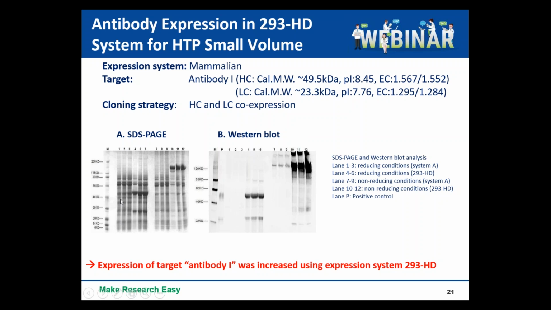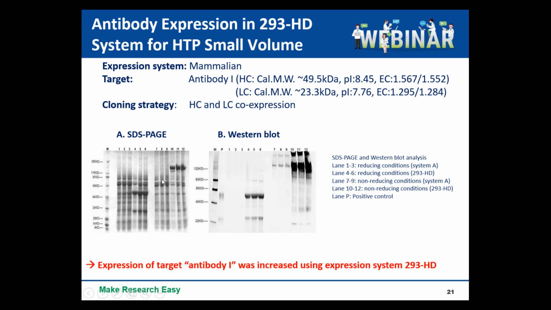You can see the SDS-PAGE on the left-hand side. If you look at lanes 1, 2, and 3, they're reducing lanes using system A, which is the non-high density system. And you see the two bands, about 50 kilodaltons and 25 kilodaltons. And if you look at lanes 4, 5, and 6, they are the reducing lanes using the high density system. So you can see it's really night and day difference here.